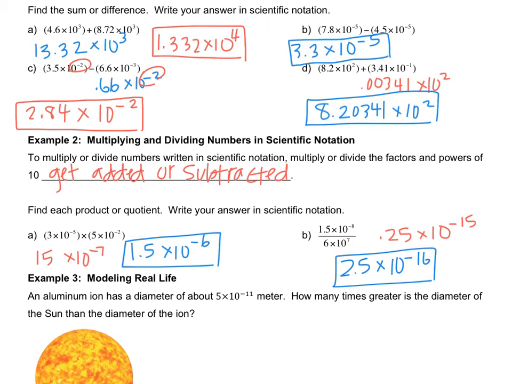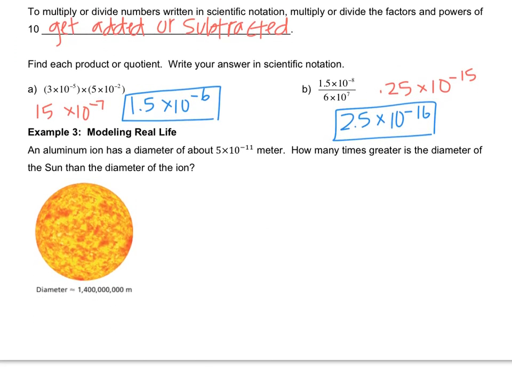All right, we've got one more question to do together. An aluminum ion has a diameter of about 5 times 10 to the negative 11th meter. How many times greater is the diameter of the sun than the diameter of the ion? So they want to know how many times greater it is. So that has to do with multiplication. So if I want to solve a multiplication question, I'm going to do division. So let's do division.